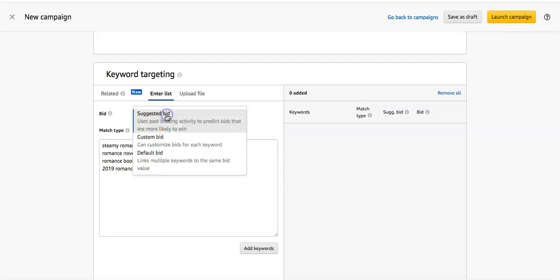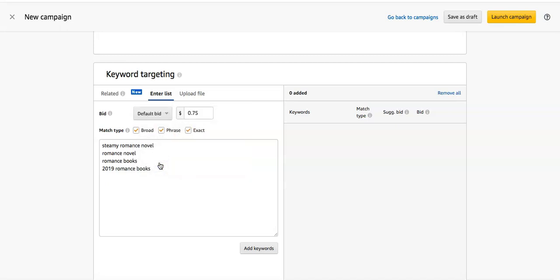And I would also suggest not going with their suggested bid. I think I would just normally put the default bid, because I want all of my keywords to have the same bid. And then I can adjust them separately once the ad starts running and I see that I might need to adjust something down or up, then I can do it. Because if you do suggested, it's going to put whatever Amazon thinks the suggested bid is, and some of them might be $1 or $2 a keyword, and that is way too high.